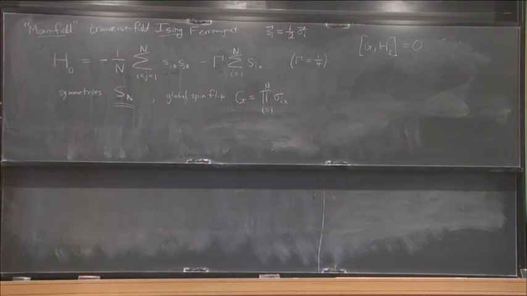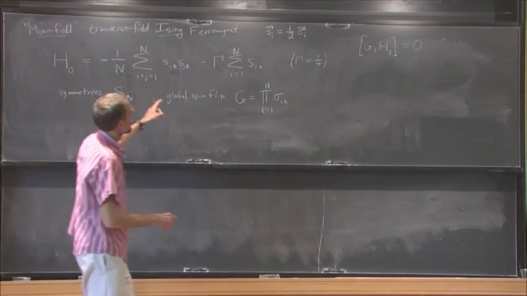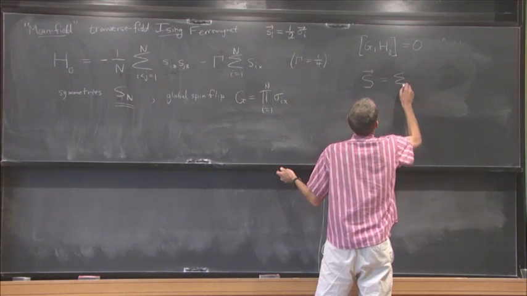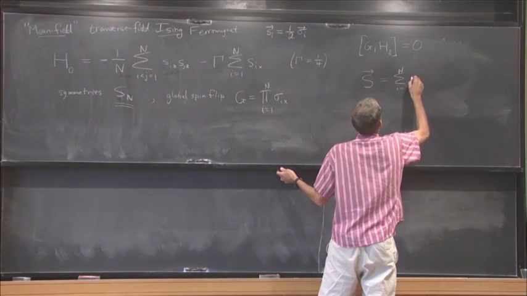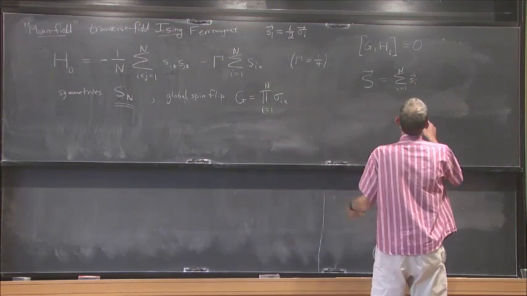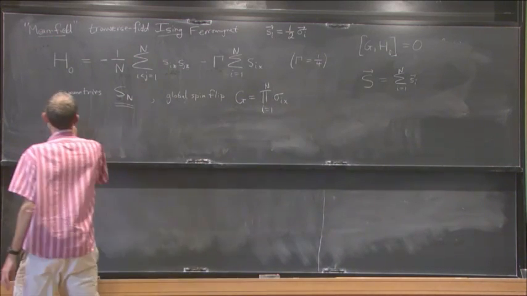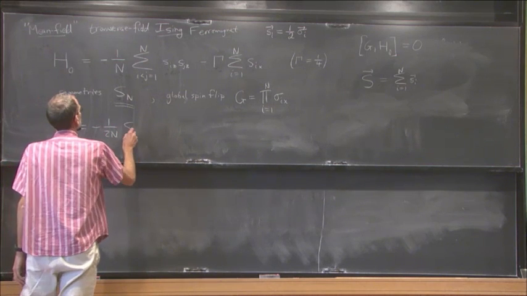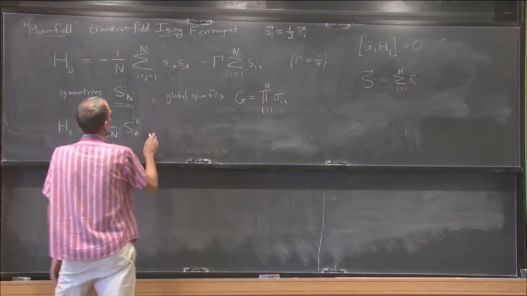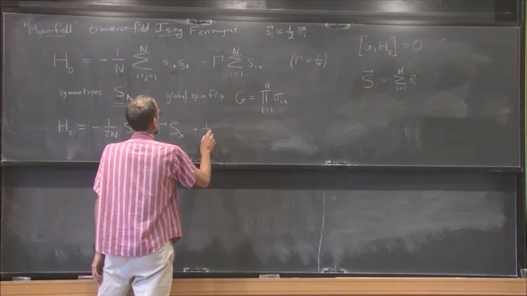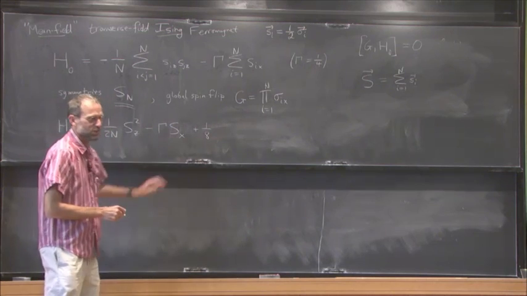Now this model is a mean field model. It's simple, and how do you solve it? First of all, you define the total spin, big S, a capital S, the sum over i equals 1 to n of little s i. Then we can write the Hamiltonian in terms of that variable. So H naught is minus 1 over 2n big S z all squared, minus gamma big S x, and then plus 1/8 to be precise. But this is just a constant, so it doesn't matter.